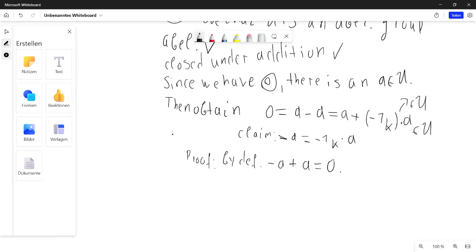But okay, let's check that minus 1 in K multiplied by a plus a is actually 0. That is to check. Well, how do we check that? We check it as follows.